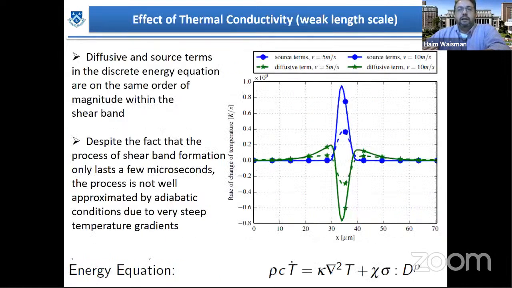Now, why does this term work? This is just a little explanation. If we go back to the energy equation, we want to plot these two terms. One is the thermal diffusion term, and the other one is the source term, what contributes to the temperature. We plot that for two different strain rates. The blue lines are the source terms, and the green lines are the diffusive term. Under the two different strain rates, we see that these two terms are opposite to each other, and they are different at different strain rates.